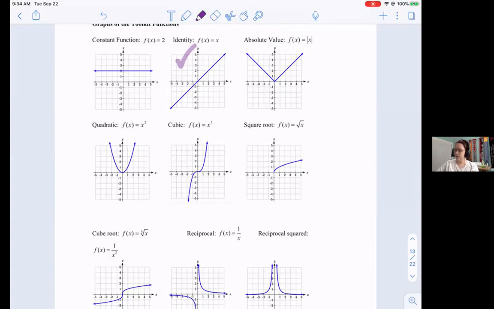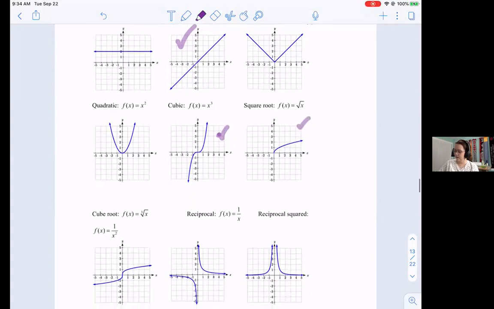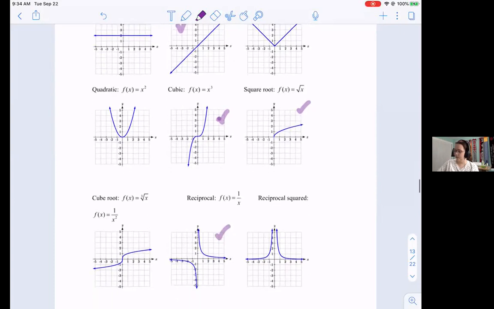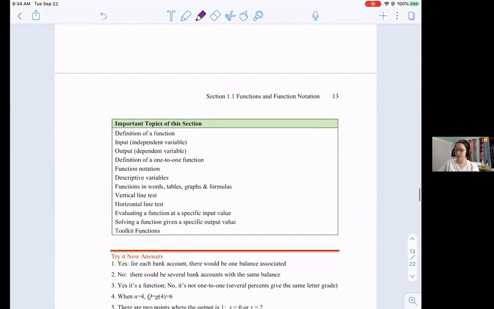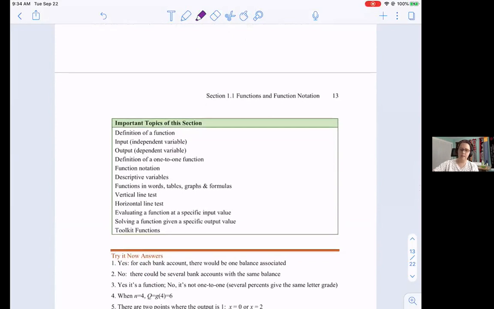Basic x cubed would be one-to-one. Not any kind of modified x cubed here. This is one-to-one. This is one-to-one. That's one-to-one. All right, so that's it for the topics in this particular lesson.